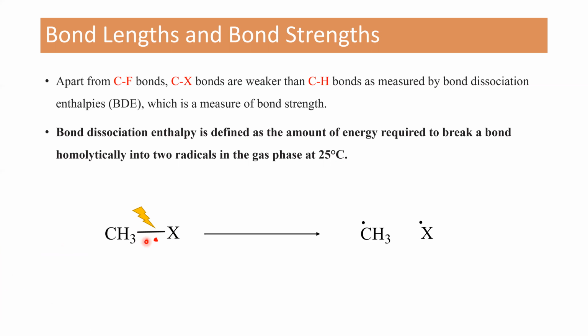So this bond means there is a pair of electrons, and when it cleaves homolytically, it means that it is cleaving in such a way that this CH3 is getting one unpaired electron and this X is getting one unpaired electron. So that is the homolytic cleavage of that bond. So for showing this, this is basically the bond length and the bond strength and how the bonds are breaking, and then they are forming the radicals, right?